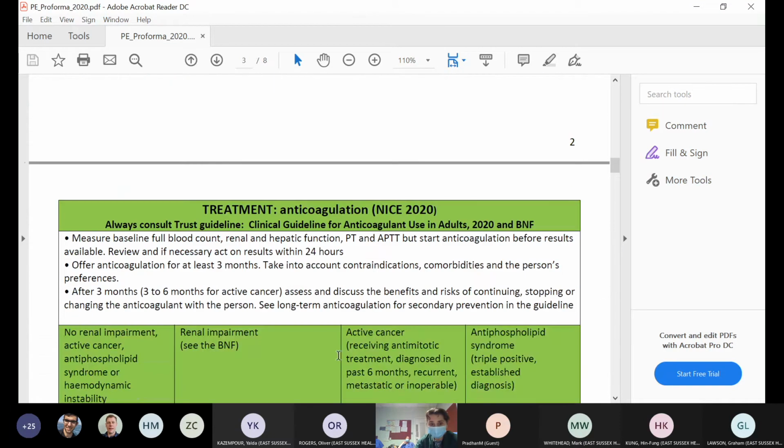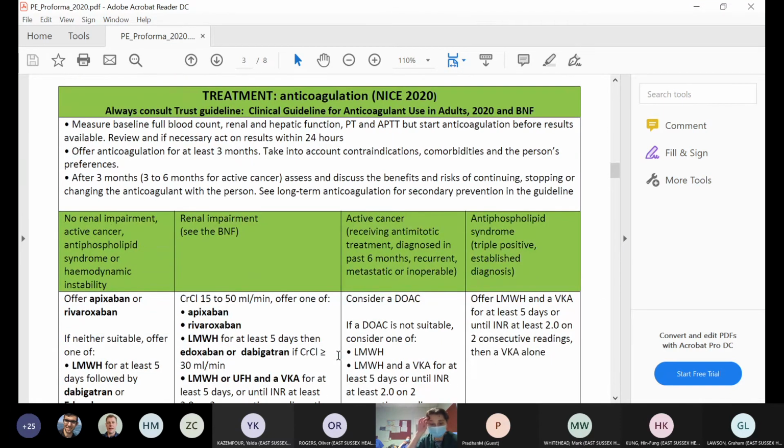Okay, now treatment. This is basically a copy from the NICE guidelines. You can find this in the NICE guidelines as well. It has to be compliant with the BNF and our local guidelines. But basically the idea is that you anticoagulate people for a minimum of 3 months, and you try to minimize the duration of anticoagulation, extending only for certain reasons, for example cancer which is still not cured, still on chemotherapy. That has to be reviewed in 3 to 6 months, stepwise.